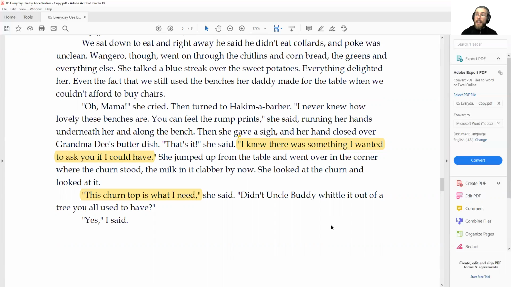Dee is someone who has everything. She's educated, she's wealthy, she has a nice car, and she goes to the home of her family members, people who have almost nothing. Their home is falling apart. And the first thing that she thinks about is, what can I take from these people? What can I have? She always wants more.